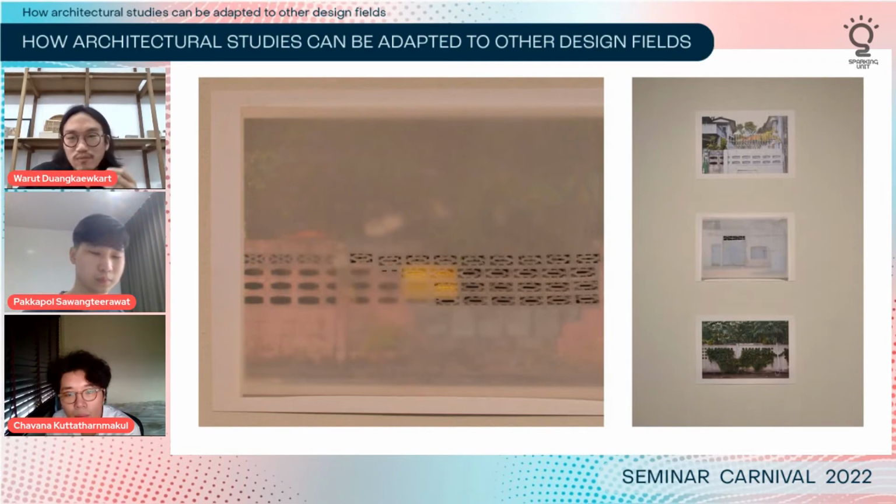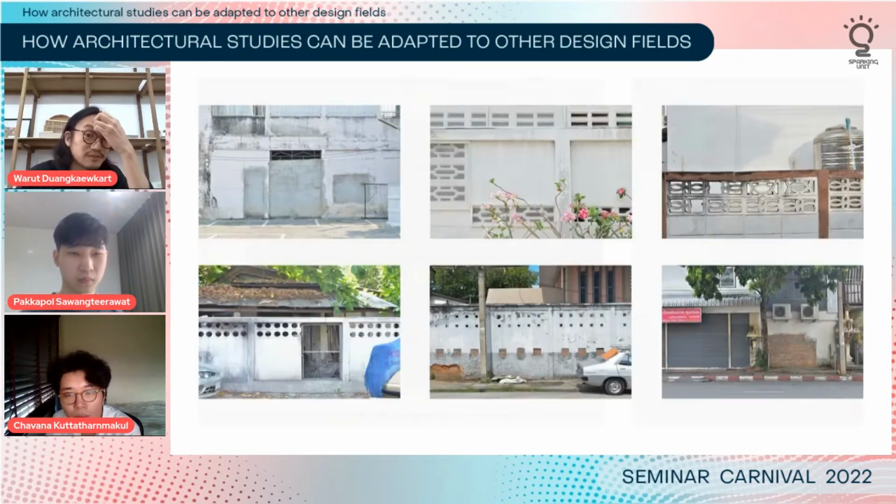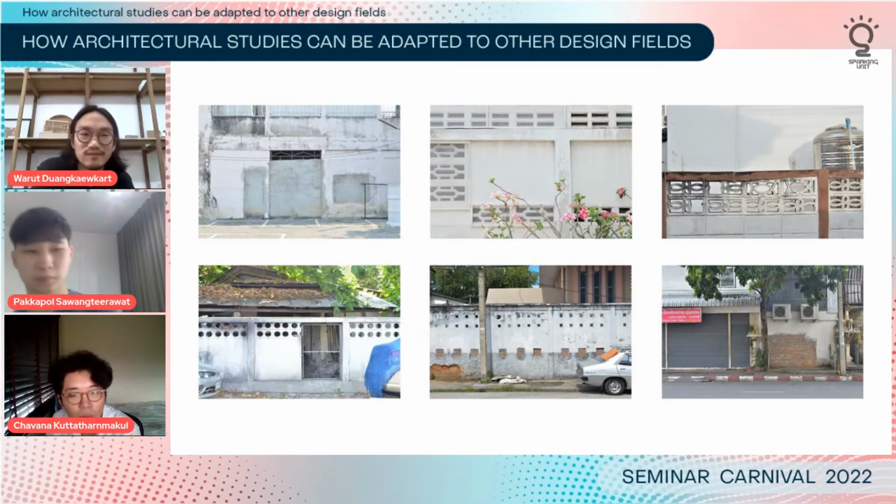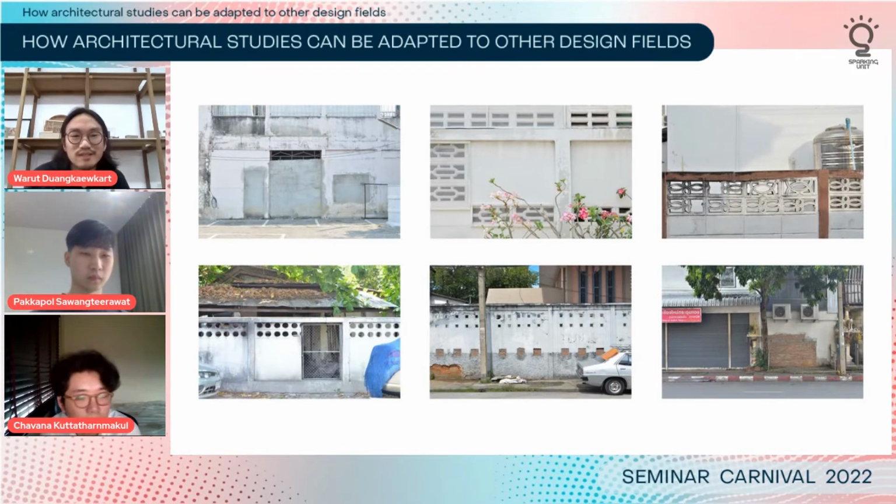So at that time I was walking around Chiang Mai and trying to find something like that. I tried to observe and think about the wall: what is the story behind that wall? Like the first top left photo, you can see it's a door, it's a window, but why did they have to cover it? Why did they have to change that function?